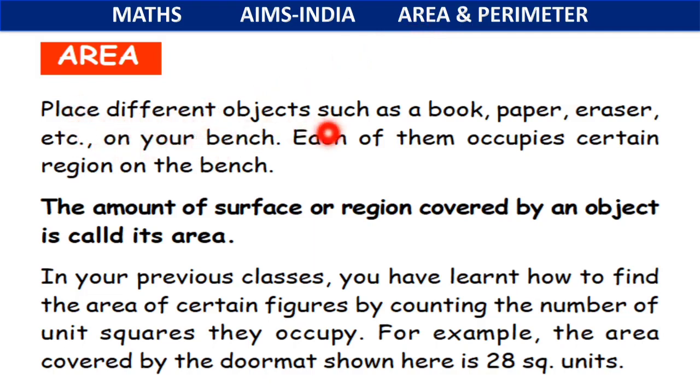Place different objects such as a book, paper, eraser, etc. on your bench. Each of them occupies certain region on the bench. The amount of the surface or region covered by an object is called its area.